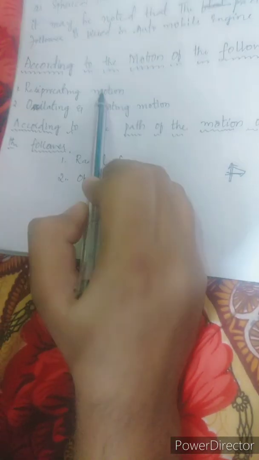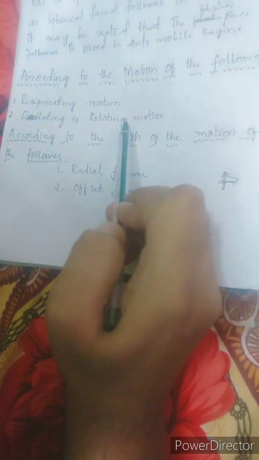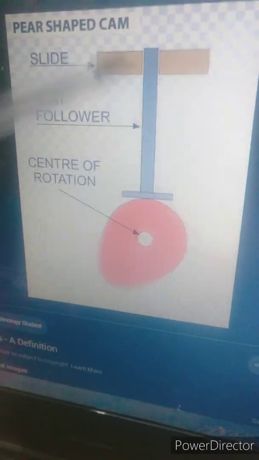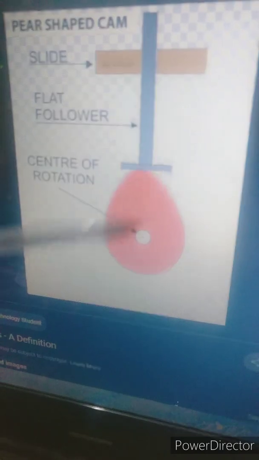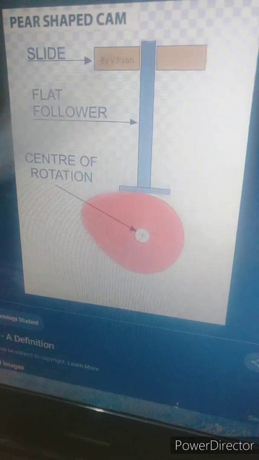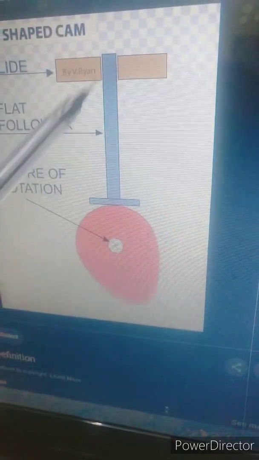Now, according to the motion of the follower, we have reciprocating motion and oscillating or rotating motion. In reciprocating motion, you can see the follower is going to and fro, up and down, with the cam at the center. This is called reciprocating follower motion. This is oscillatory motion, or oscillation. As you can see, the oscillation is going on.